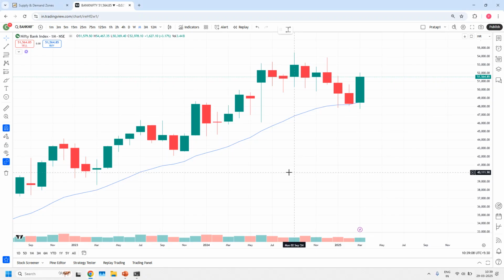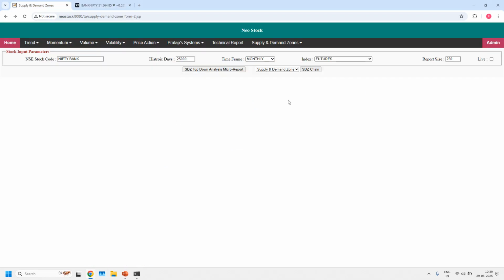So this is a BANKNIFTY monthly chart. Let us identify the supply demand zone chain on the monthly chart. In the NeoStock supply demand zone chain, I have selected the monthly time frame, and I have given the script name as Nifty Bank, which is nothing but BANKNIFTY. By clicking this SDZ chain, supply demand zone chain, I am generating the complete report for the monthly time frame.